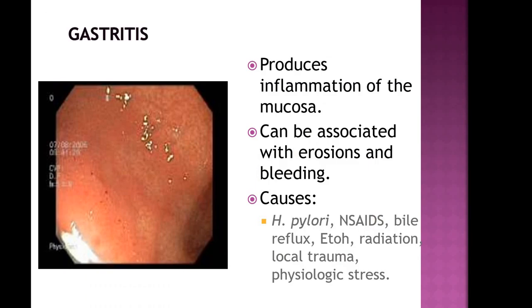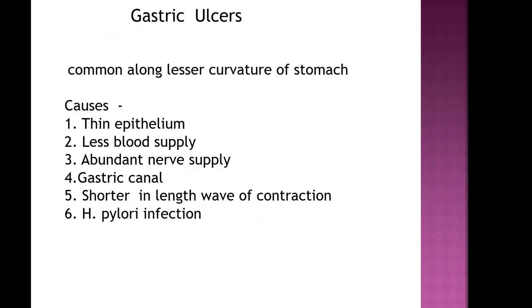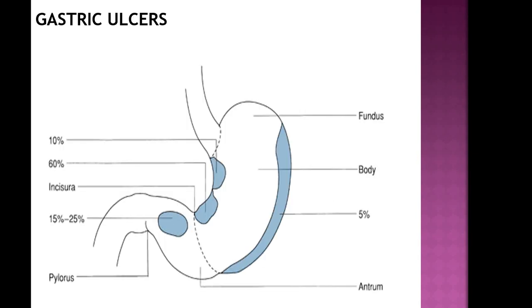Then gastritis is the inflammation of the mucosa and it is associated with erosions and bleeding. Causes are H. pylori infection, analgesics, bile reflux, irradiation, local trauma and physiological stress. Then gastric ulcers occur most commonly along the lesser curvature of the stomach. The causes are the thin epithelium, less blood supply or lesser anastomosis along the lesser curvature, abundant nerve supply, gastric canal, shorter in length wave of contraction, and H. pylori infection. You see these percentages: the highest number of gastric ulcers occur along the lesser curvature of the stomach.